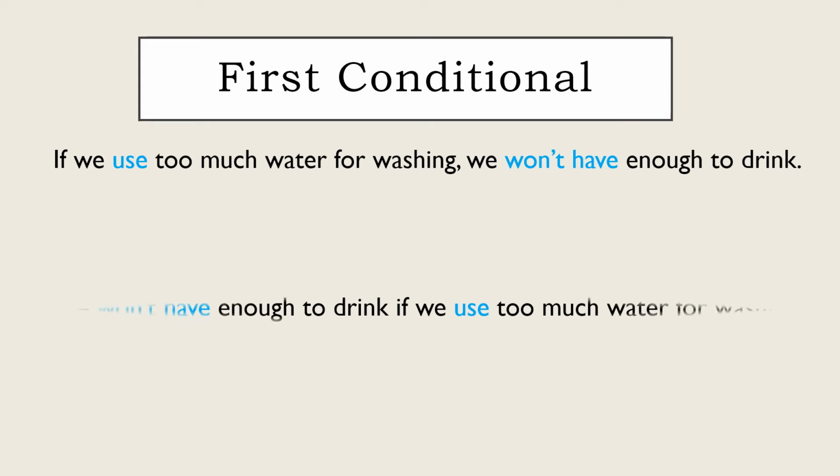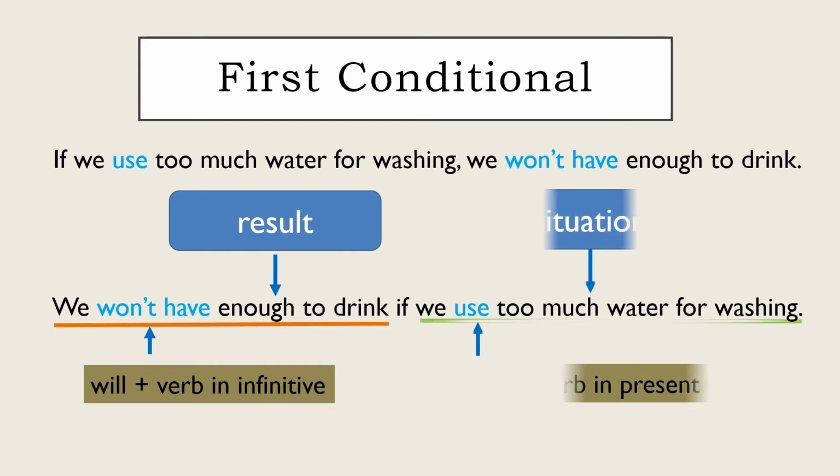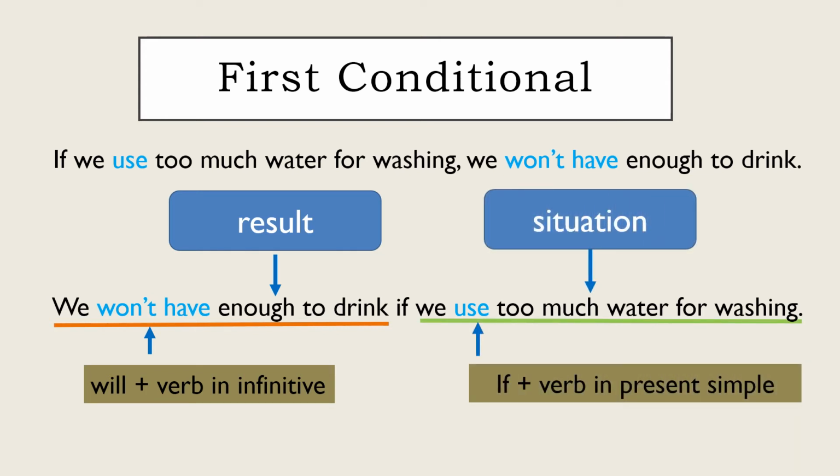If situation, we use too much water for washing, comma, result, we won't have enough to drink. We can say, result, we won't have enough to drink, if plus situation, we use too much water for washing. And no comma is needed.